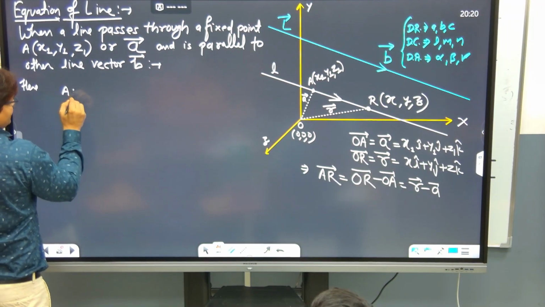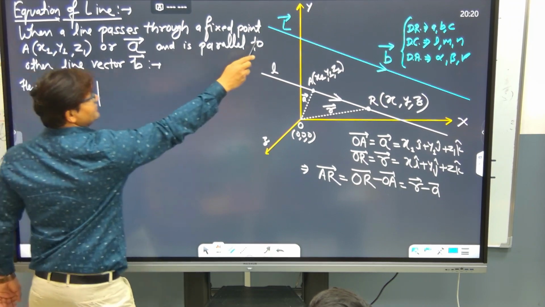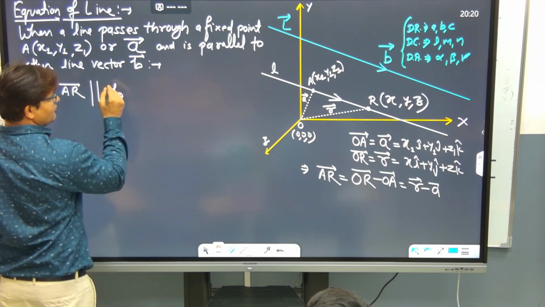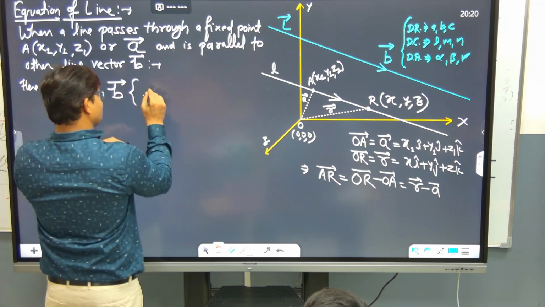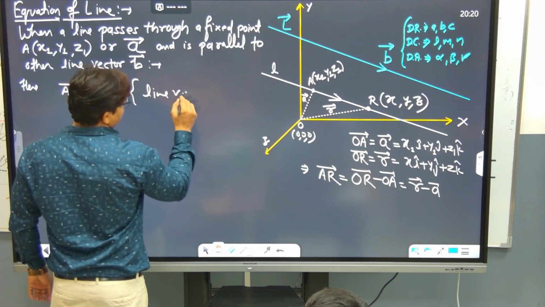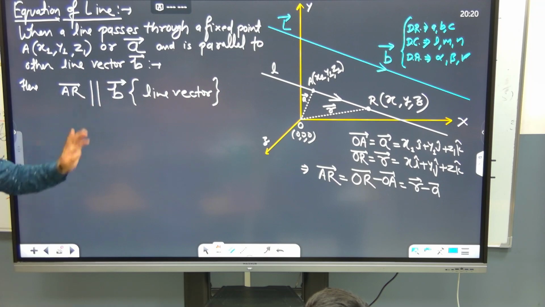Here the AR vector is parallel to that line vector, and the line vector is given in terms of the B vector. So we can say the AR vector is parallel to our B vector. Clear? Where the B vector is our line vector. We can write the line vector also. So this is our line vector, the information about the line. AR is parallel to B.